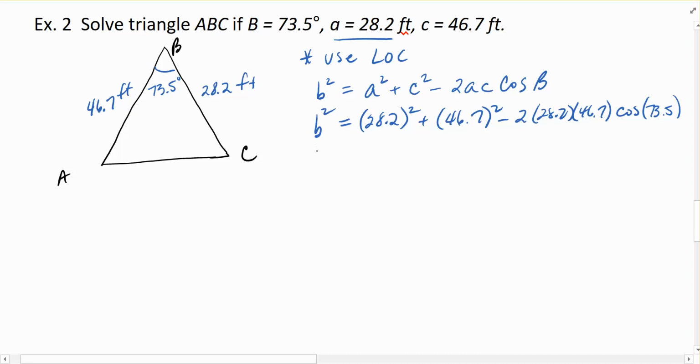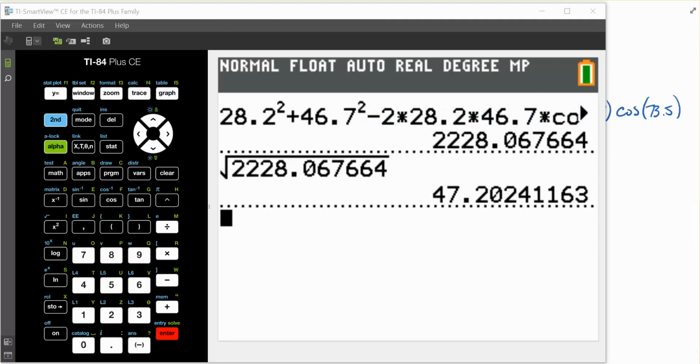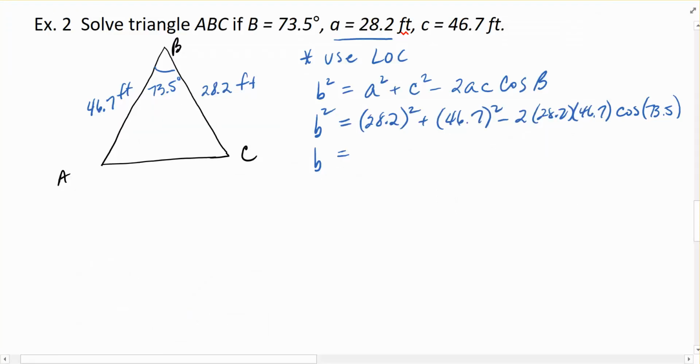So in my calculator, I'm going to plug it in, take the square root, and we'll come back and get a value. So using the calculator, taking the square root, I should find that the side B is approximately 47.2, as you can see from my calculator. So B is equal to 47.2. And we'll just write that on our triangle over here. I now know all 3 of the sides to the triangle. I get to move and try to find the angles.